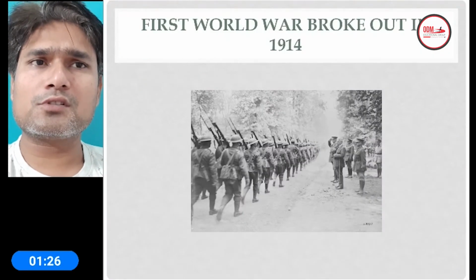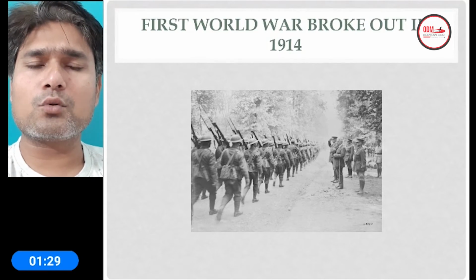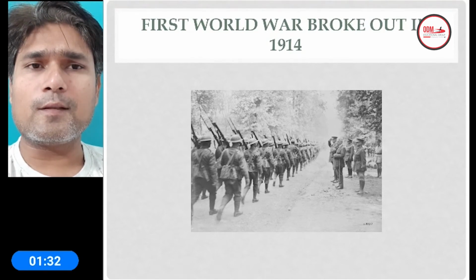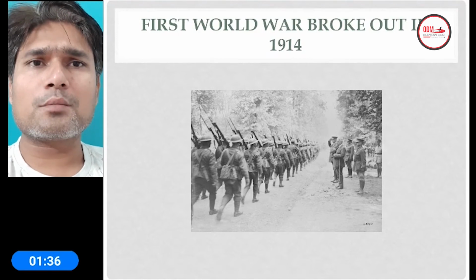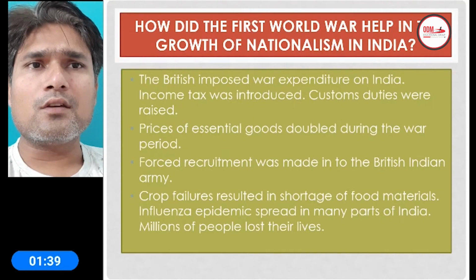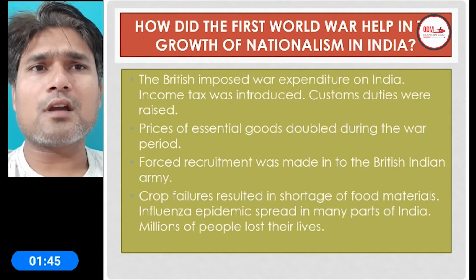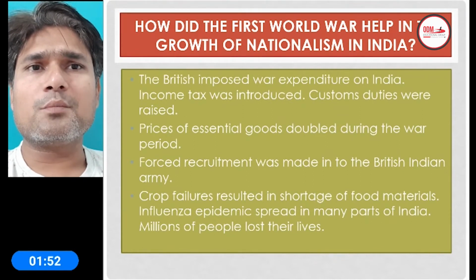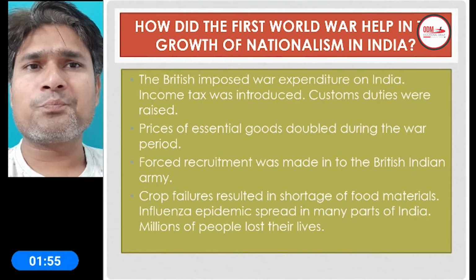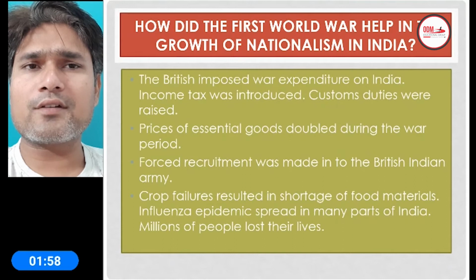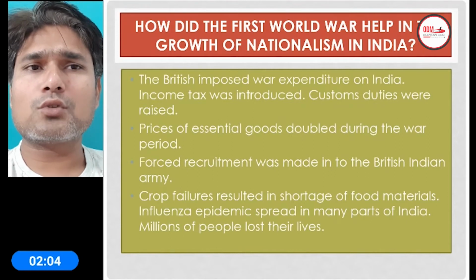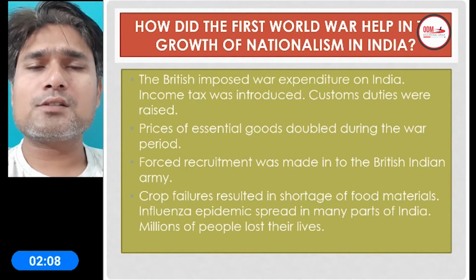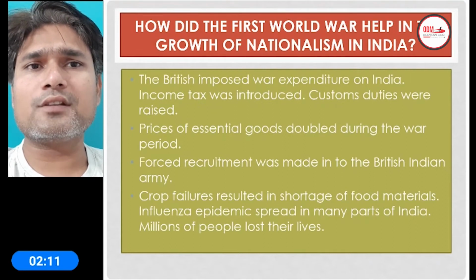We have to start from the First World War that broke out in 1914 and lasted till 1918. In this video we're going to talk about how the First World War helped in the growth of nationalism in India. What was the relation basically? The Britishers imposed war expenditure on India. Income tax was introduced, customs duties were raised. Prices of essential goods doubled during the war period, because the taxes were increased.